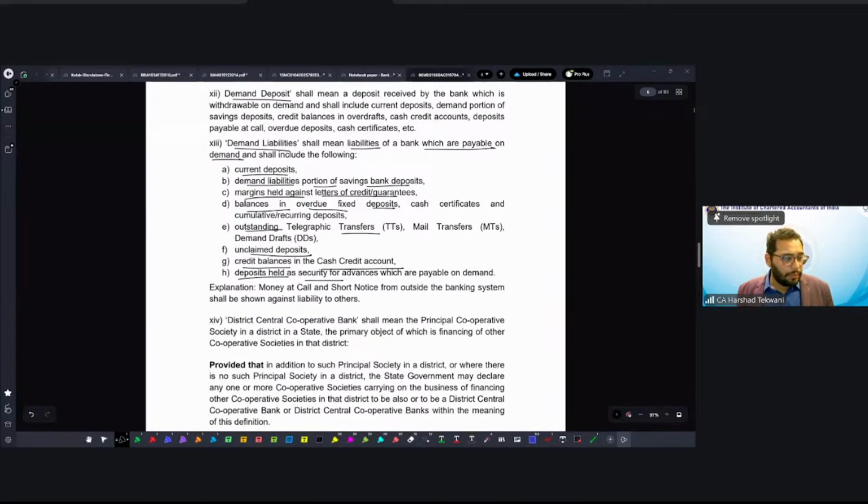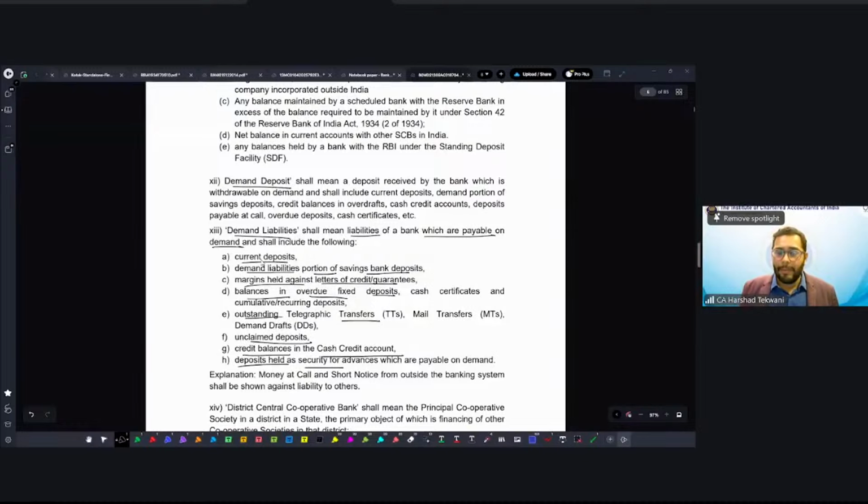There is a question. What is the purpose then of giving an excluded list or negative list when the positive list is given? See, when we talk about the positive list, it is very generic. When I talk about current deposit, it is very generic. Balances in overdue fixed deposit, cash certificate, cumulative or recurring deposits, unclaimed deposits. These are very generic. But when we discussed the negative list, it was more specific.